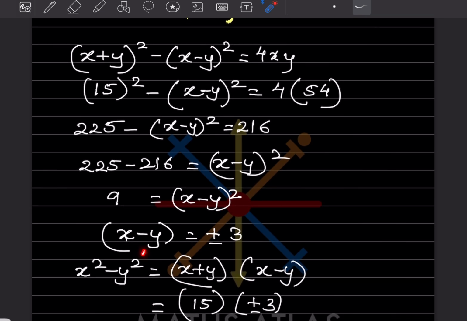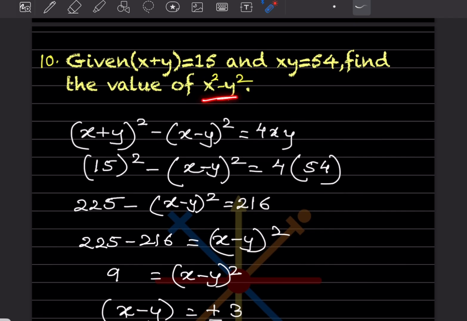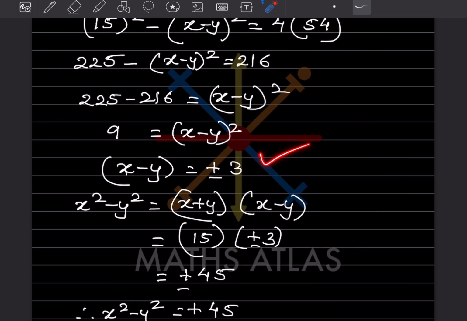So x minus y, you're going to take the square root on both sides. So this and this get cancelled. So here will be root of 9, that is going to be, you have to write plus or minus 3. This plus or minus is important, that is x minus y. Now here we want x square minus y square. So this is not done. So what will you do?